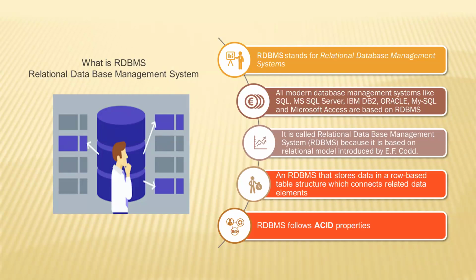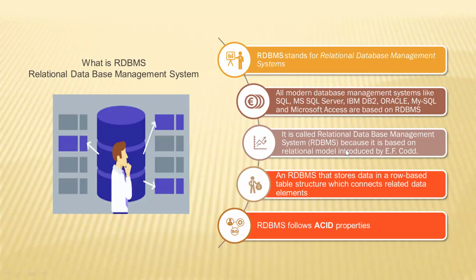All modern database management systems, like MS SQL Server, IBM DB2, Oracle, MySQL, and Microsoft Access, are based on RDBMS. It's not only SQL; in the market there are many things, from different companies. Oracle maintains one type, IBM has DB2, and SQL Server is from Microsoft. So there are many RDBMS. It is called a Relational Database Management System because it is based on the relational model.